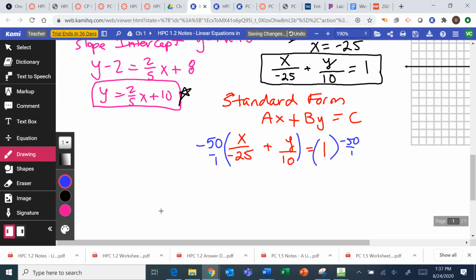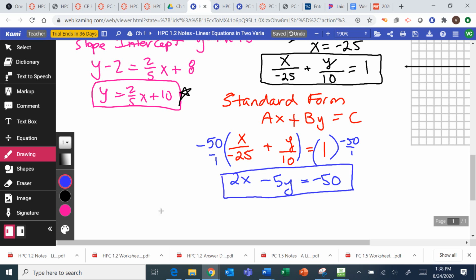Now, of course, you can go and do more steps. That's fine, but I like to be as efficient as possible. So I get 2x, oh no, not plus. That will give me 2x minus 5y equals negative 50. So in this form, we have no fractions. We start with a negative. We have it in standard form.